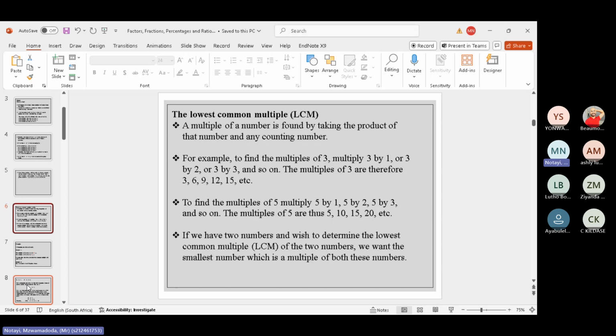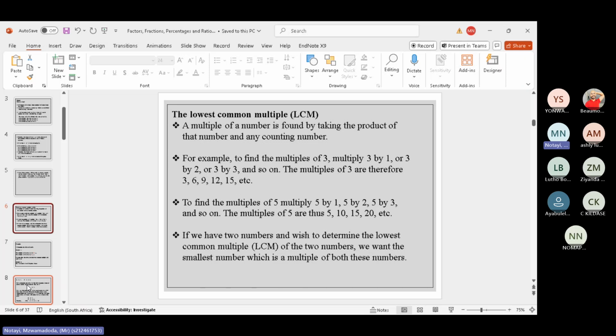Next we look at the lowest common multiple. A multiple of a number is found by taking the product of that number and any counting number. For example, to find the multiples of 3, multiply 3 by 1 to get 3, multiply 3 by 2 to get 6, 3 by 3 to get 9, 3 by 4 to get 12, 3 by 5 to get 15. So listing them is 3, 6, 9, 12, 15, 18, 21, and so on.